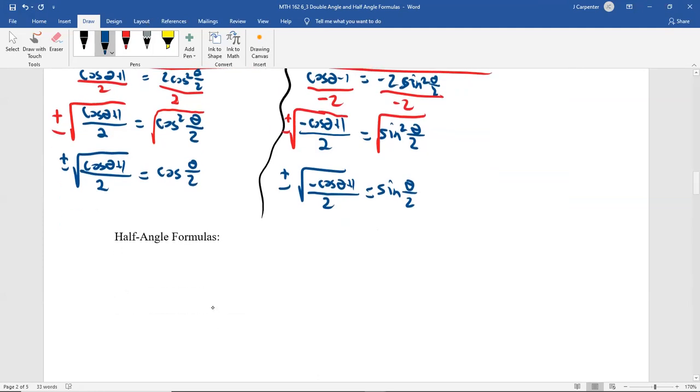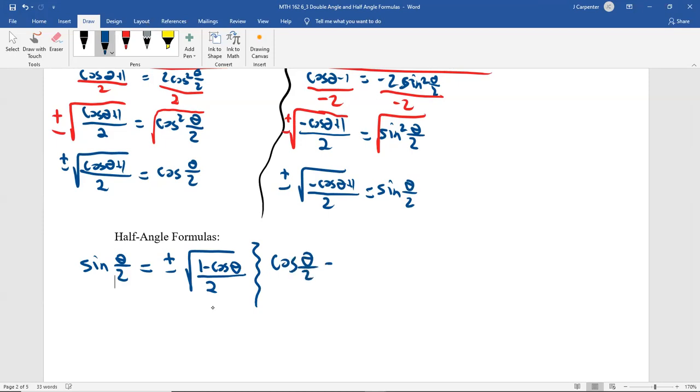So, just putting these in a more appropriate format. Sine of theta over 2 equals plus or minus the square root, so that's the one we just got, of (1 minus cosine of the regular angle) all over 2. And then we have the cosine of a half angle equals plus or minus the big old square root of (1 plus cosine of theta) all over 2.